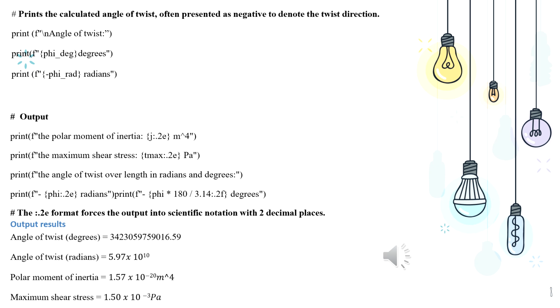Here the print function is used to display the output. You will print the calculated angle of twist, often presented as negative, to denote the twist direction. See the example below where the user will use f-strings, which allow the user to combine the text and variables inside one print statement. In the next step, we will use the .2e format, which allows a number to be shown in two decimal places in the exponential form, and .2f to give only 2 digits after the decimal point. And the final will be the output results.